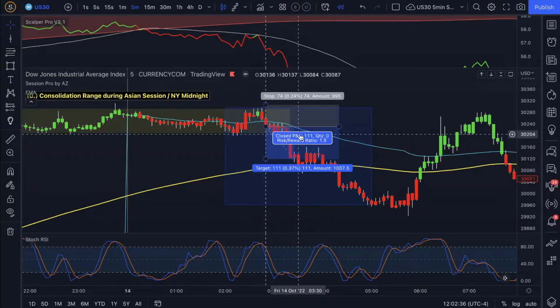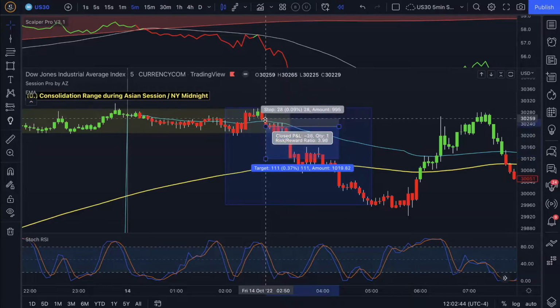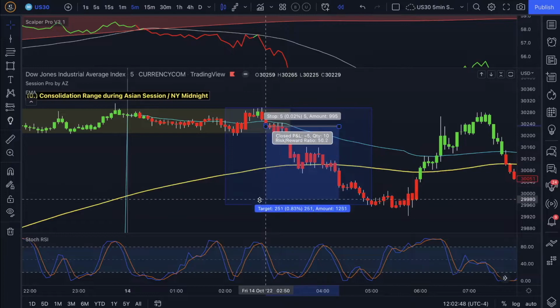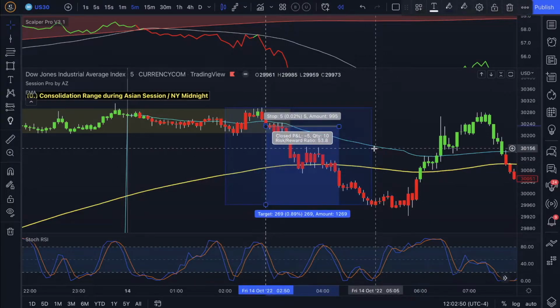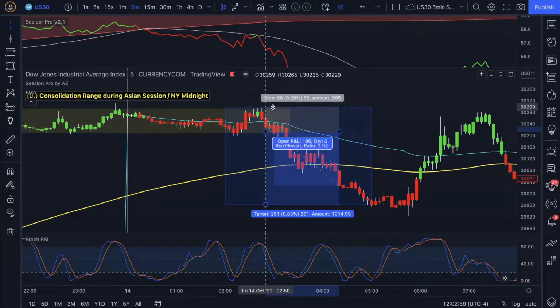So we got our 1 to 1.5 here, and what you can do is, after it hit 1 to 1.5, you close out 80% of your trade, move your stop loss to break even, and trail the trade down until the London kill zone is over. Pretty simple.